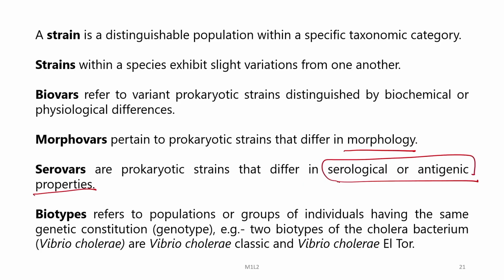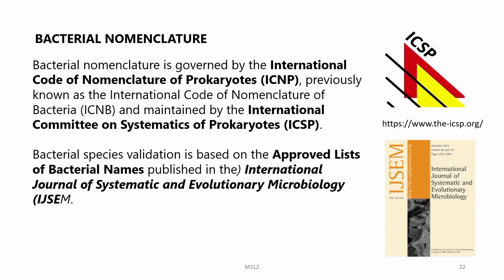Biotypes refer to populations or groups of individuals having the same genetic constitution. For example, two biotypes of the cholera bacterium, Vibrio cholerae, are Vibrio cholerae classic and Vibrio cholerae El Tor, and there are similarly many such examples. Now, let us learn about bacterial nomenclature.